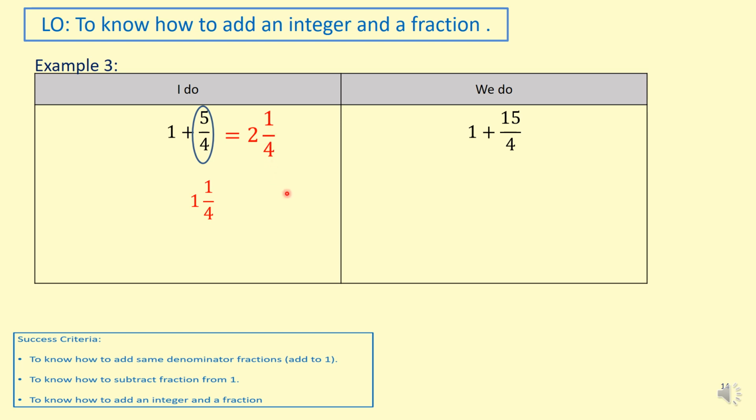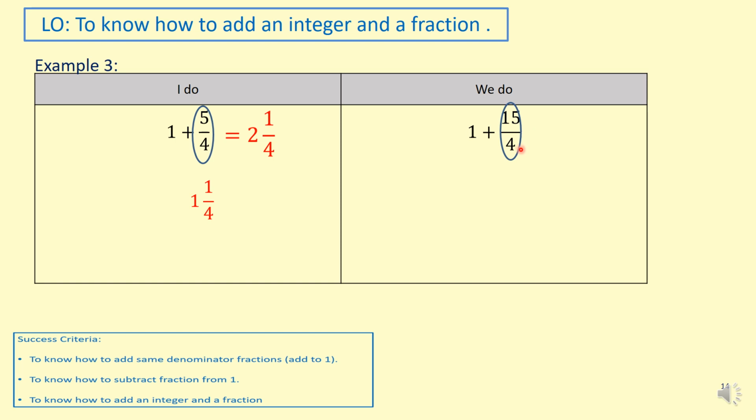Now pause the video and have a go with the next question, please. Now again in here, before I do any calculation, I look at 15 over 4, which clearly shows me that's an improper fraction. Improper fraction means top heavy fraction, meaning you have a bigger number at the top. So I need to make sure I change that improper fraction to a mixed number first.